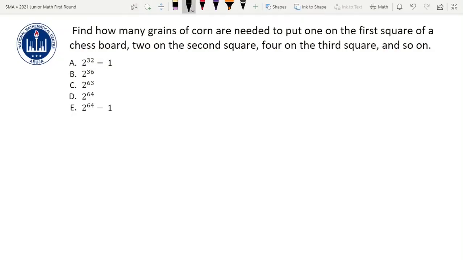In this video, we're going to solve question 43 of the 2021 Junior Mathematics Olympiad first round. We're asked to find the number of grains of corn needed if you want to put 1 grain on the first square of the chessboard, 2 on the second, 4 on the third, 8 on the fourth, and increase it by a power of 2 for the subsequent squares.